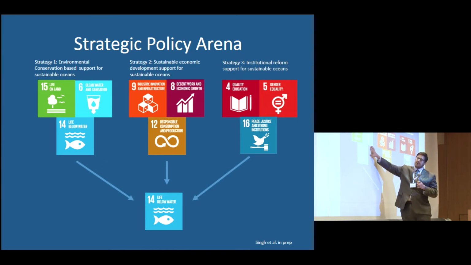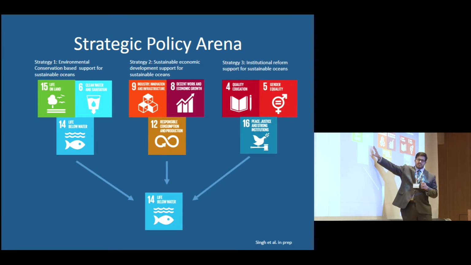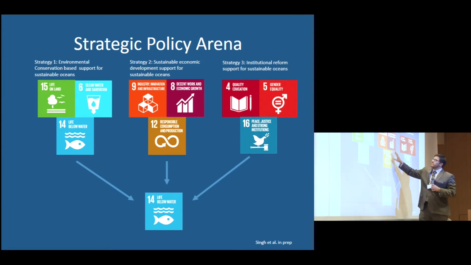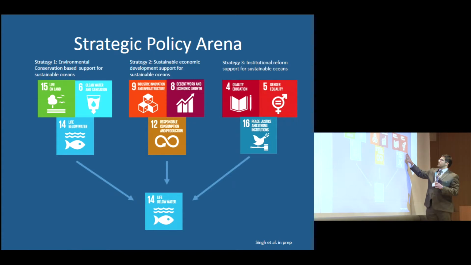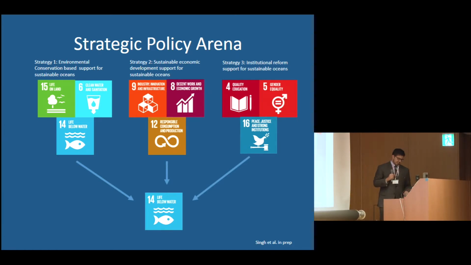One would be about environmental conservation to support sustainable oceans. Some countries, this might be the limiting factor. Some countries, it might be more economic development to support sustainable ocean development. In some countries, it might be institutional reform that might be needed. So it's really identifying the key aspects across the SDGs needed to actually achieve sustainable oceans.